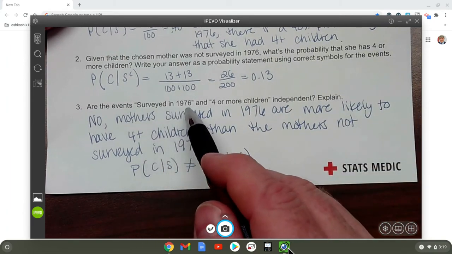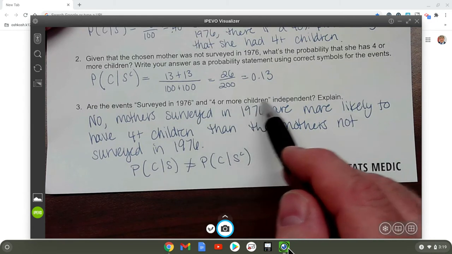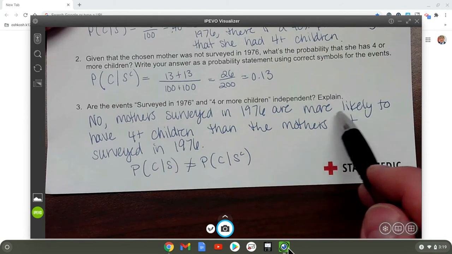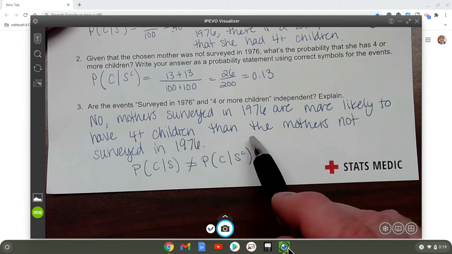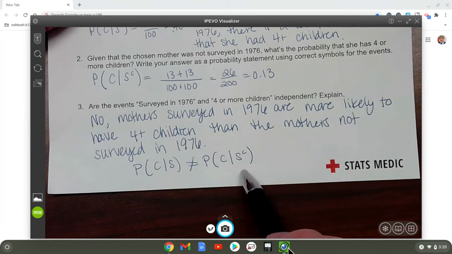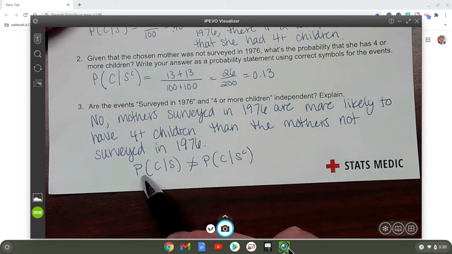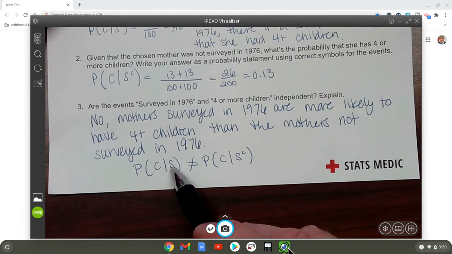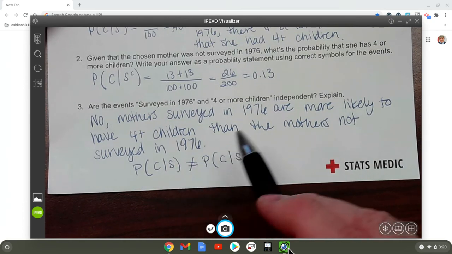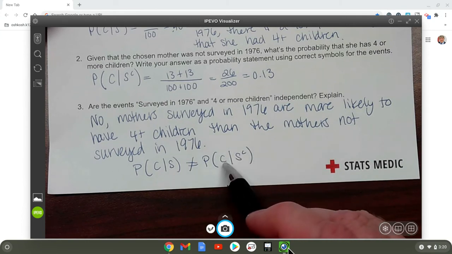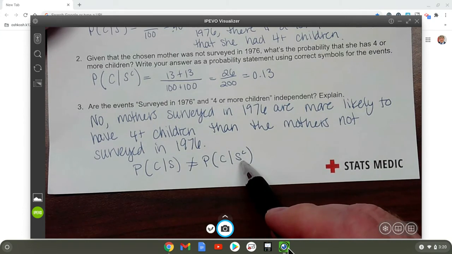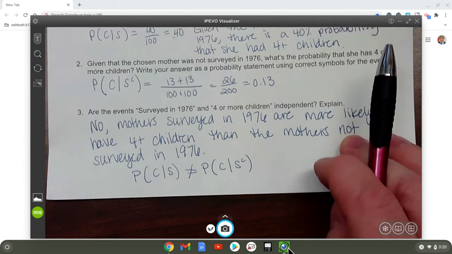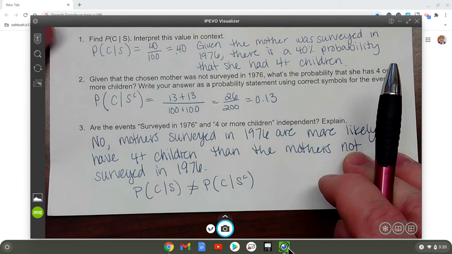Are the events surveyed in 1976 and four or more children independent? Nope. Mothers surveyed in 1976 are much more likely to have four or more children than the mothers not surveyed in 1976. So the probability that she has four or more children, given that it was asked in 1976, is not the same as the probability that she has four or more children if she was surveyed in 1994 or 2014. That, my friends, concludes our notes for today.